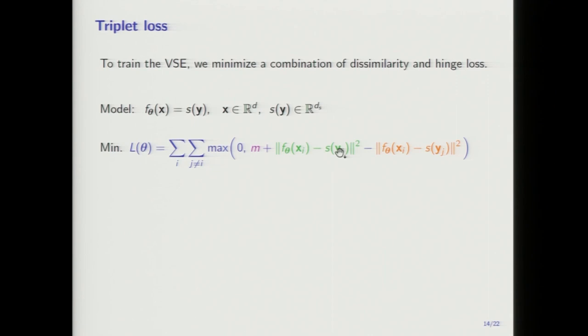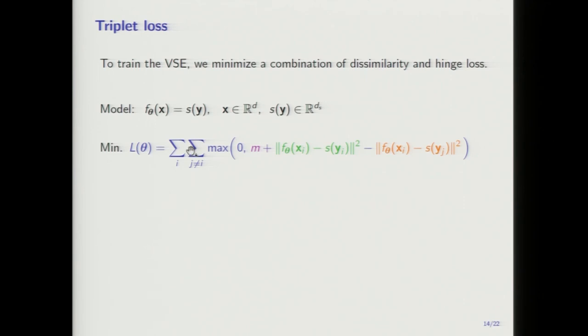But it turns out that in this case it makes more sense to minimize a slightly more complicated loss function. So we have the dissimilarity there, and then also what we call a hinge loss, which is that concept from the support vector machine. So we're trying to not only map images to where we want them to go, we also try to do that in a way that things that are not associated to that image must be mapped sufficiently far away. It's this idea of a margin in an SVM.